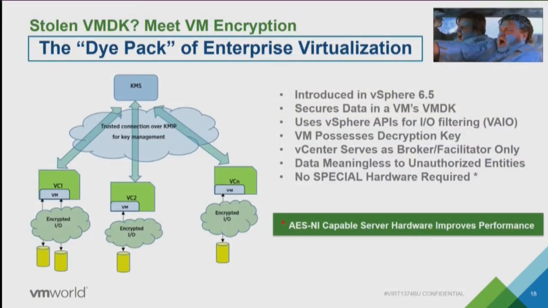So what we want to do is talk a little bit about how we address the stolen VMDK, the virtual machine encryption. vSphere 6.5 now supports encryption. It secures and encrypts the entire VMDK so that all the data in there is inaccessible and unreadable unless you're on a trusted system. The VM has the decryption key, and vCenter just acts as the broker. It doesn't have its own KMS, and in fact, it uses industry standard KMS. You don't have to deploy anything special for this if you're already using KMS. You don't need any special hardware on your server. However, if you have AES-NI, the new instruction set from Intel, performance will be better, but it is not required.